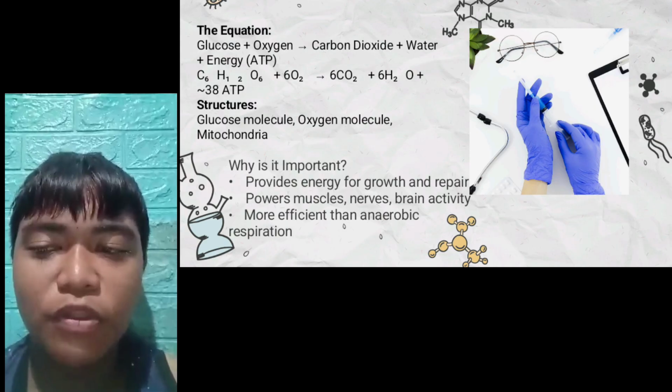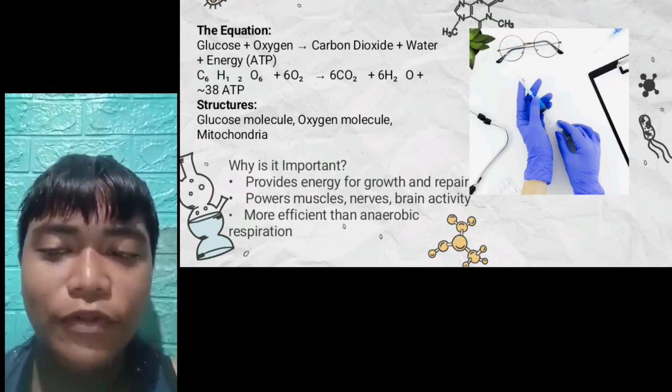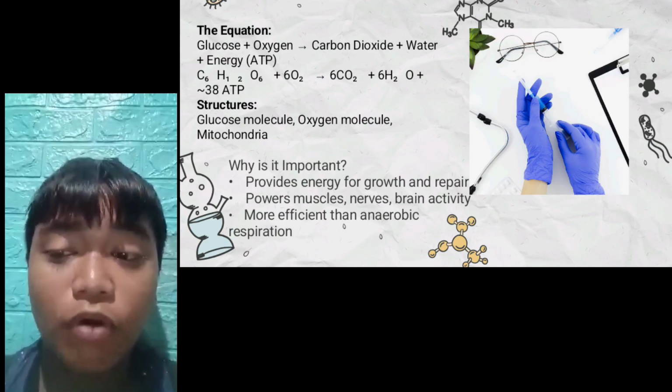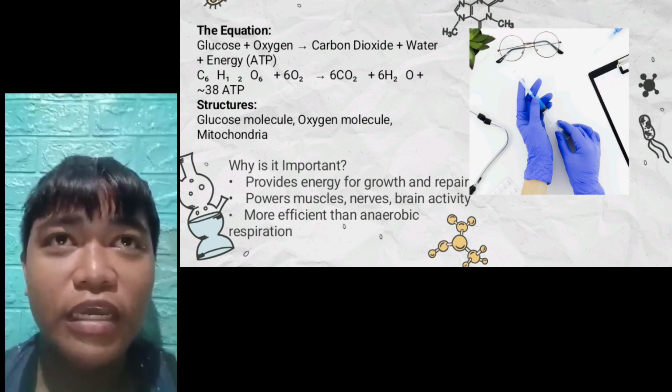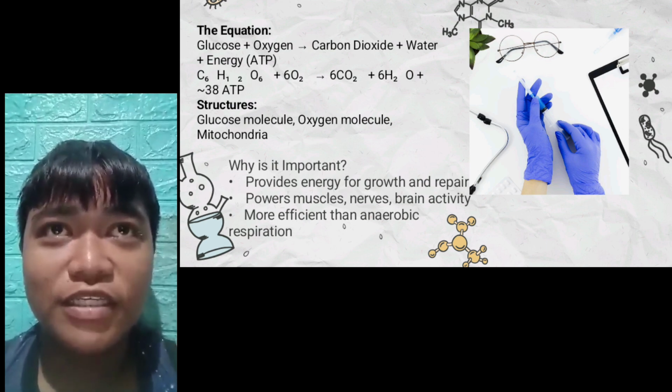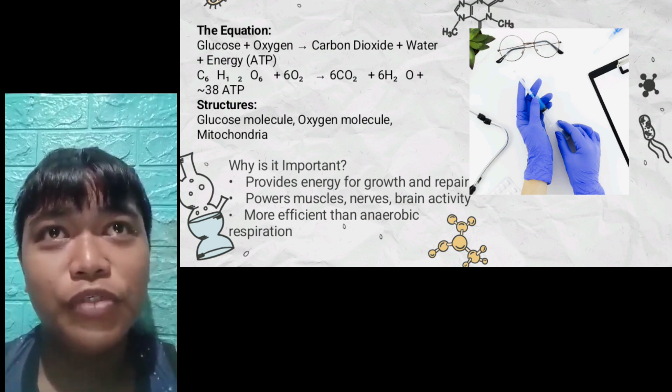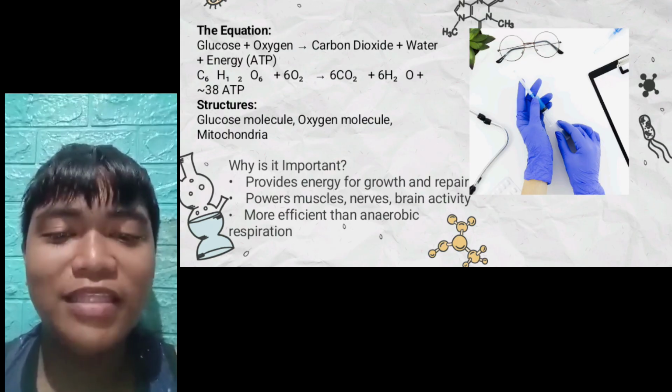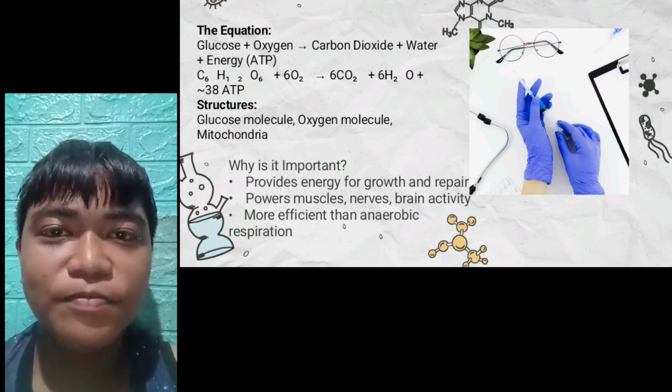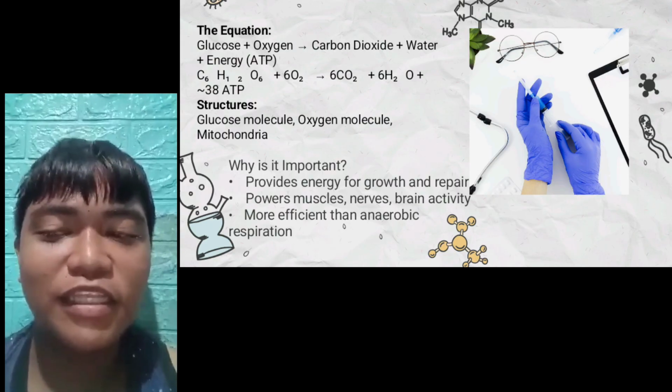First is the glucose molecule. This is the main fuel. It comes from food and carries stored chemical energy. Examples are sugar from rice, bread, and fruit, etc.